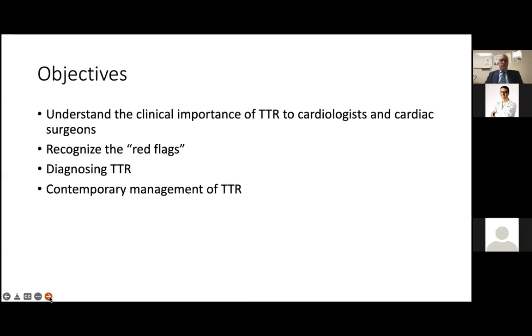There we go. So the objectives here are to understand the clinical importance of TTR for cardiologists, cardiac surgeons, and allied healthcare, recognize the red flags, how to diagnose transthyretin amyloid, and what the contemporary management of TTR is. And really, this is a major change compared to years ago where we really had no treatment. Now we have very effective treatments for at least stabilizing the disease. Over the next 15, 20 minutes, we're going to discuss these objectives.